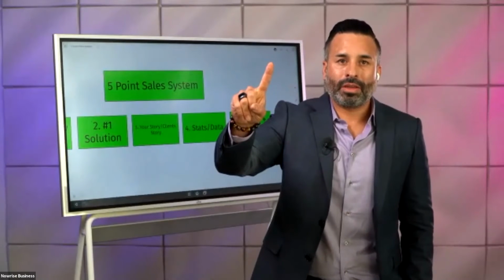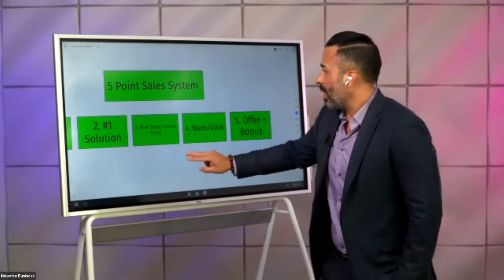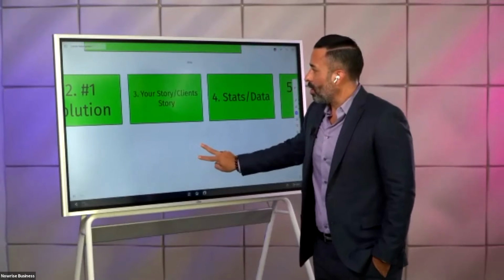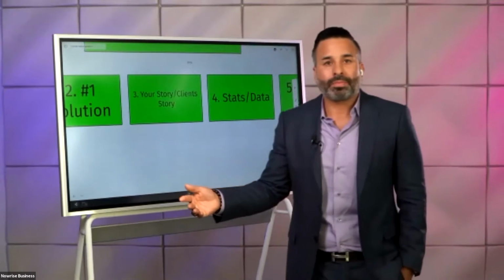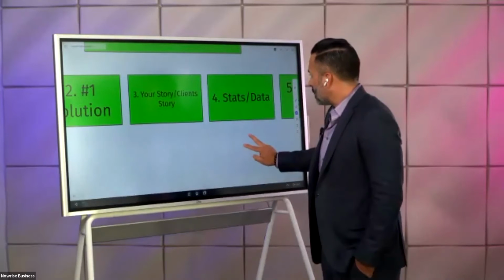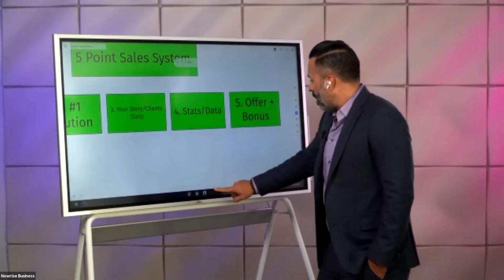Number one, pain points and ambition. Number two, we have the number one solution. Number three, your story or your client's story. Number four, you have your stats and your data. And number five, your offer plus a bonus.